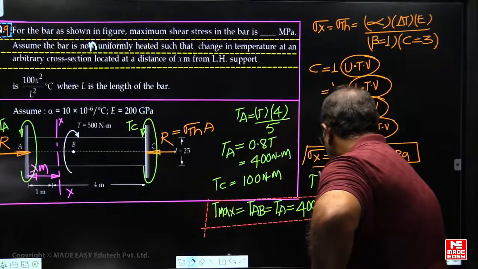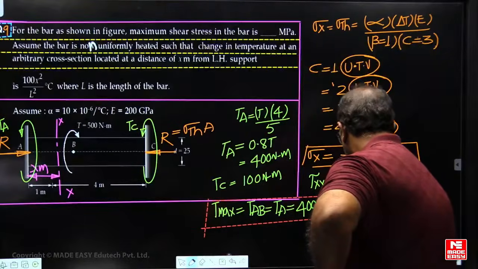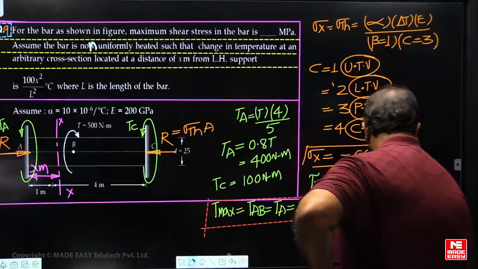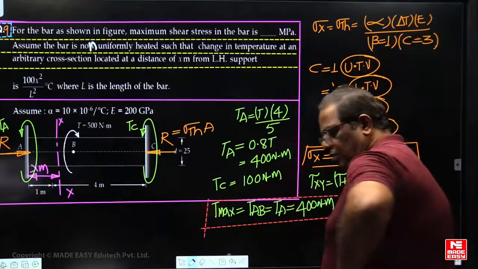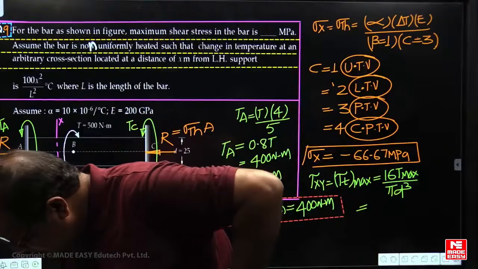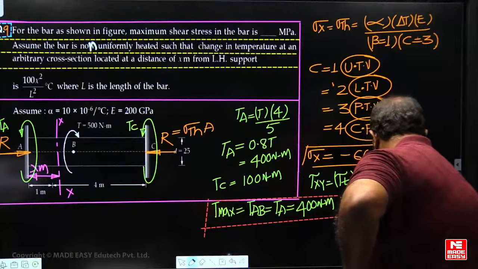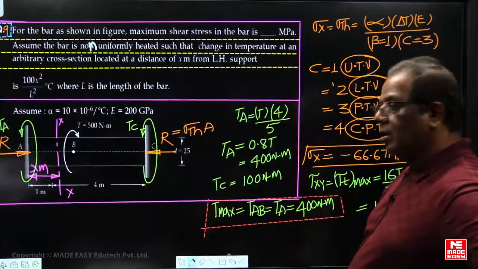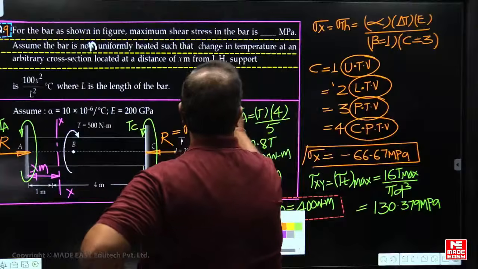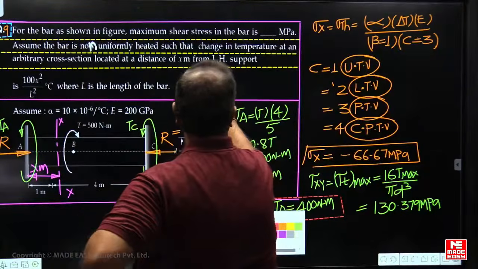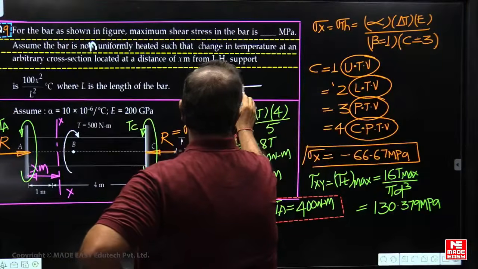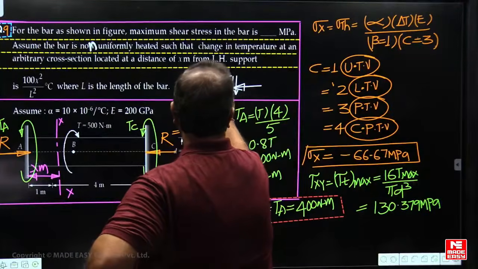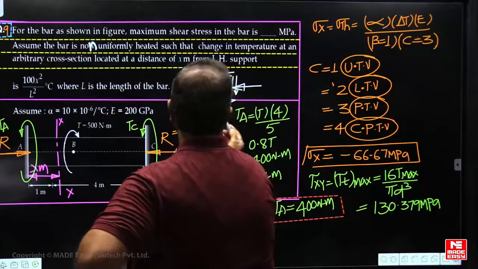Then tau xy equal to tau T max, 16 T max upon pi d cube. So complete this calculation, this value you are getting is 130.379. Then what is the state of stress here now? This is the state of stress.